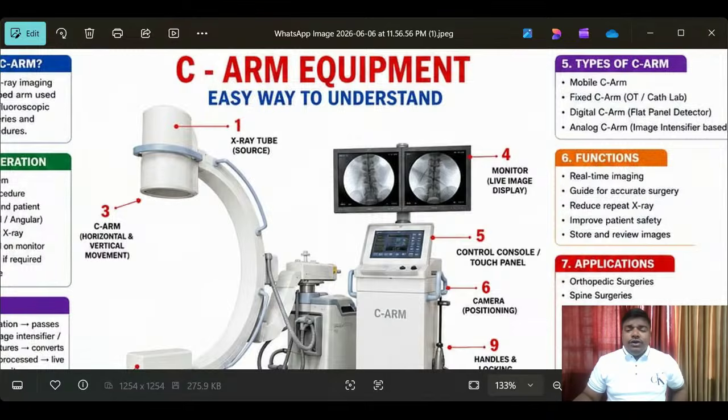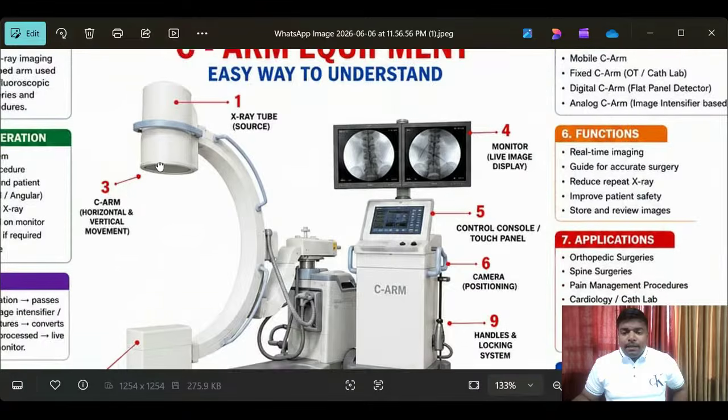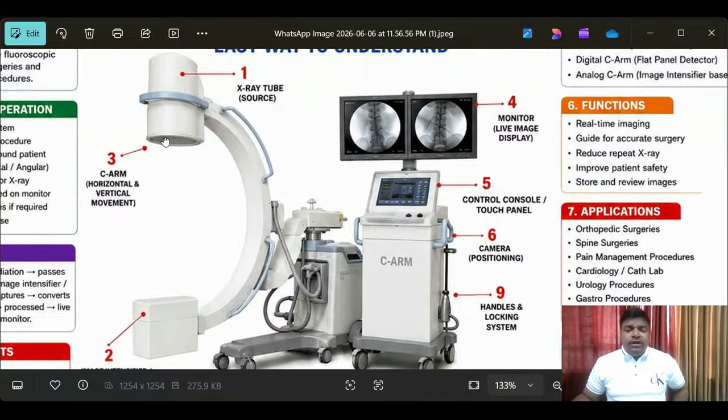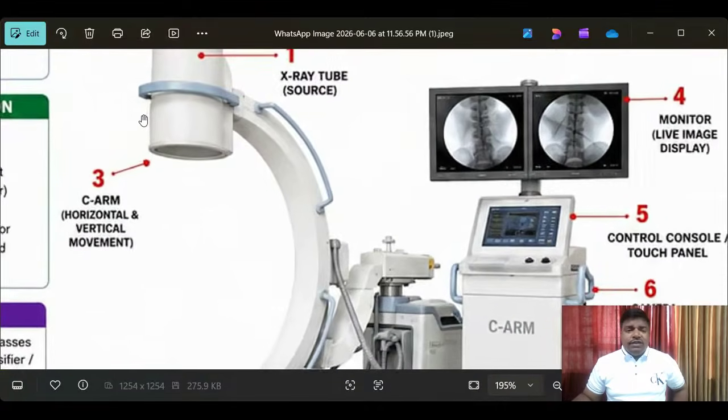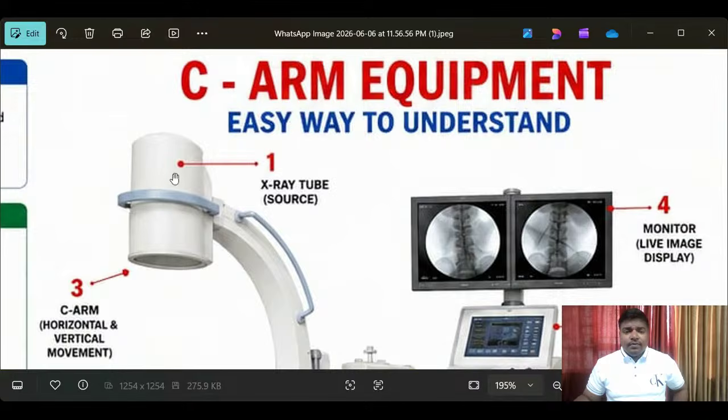Right, now I'm going to show you one by one part, then please try to note down in your book. And see here, this is the C-arm equipment, an easy way to understand. Now see here, I'm going to show you very clearly. This is the X-ray tube source.